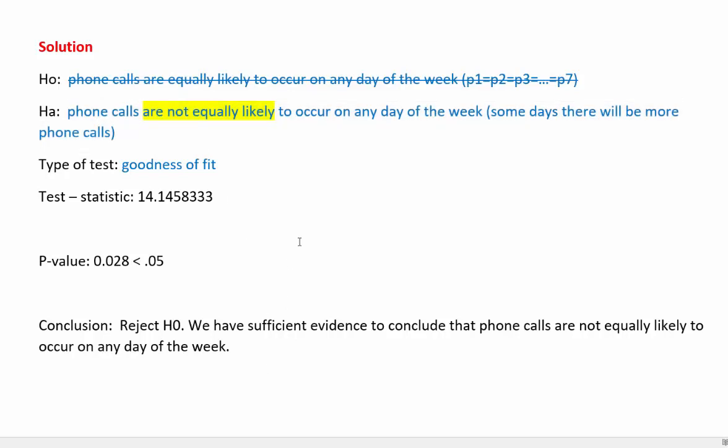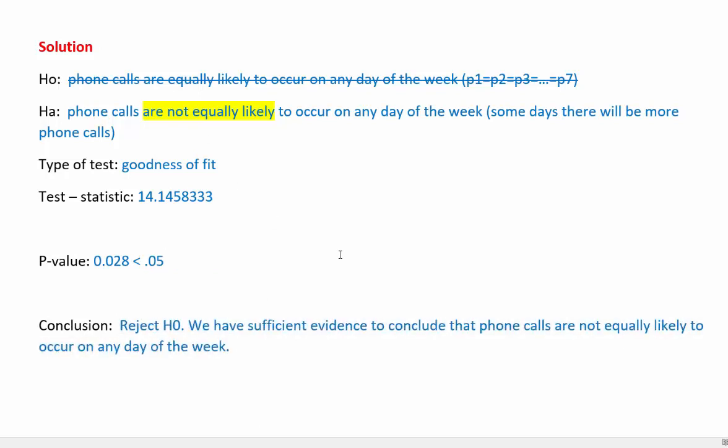Okay, so let's say you're writing your solution on a test. This is all I expect to see. Your null and alternative hypotheses need to be in the context of the problem. Okay, then here's your test statistic. P-value. P-value tells us what to do. If the p-value is small, smaller than the alpha level, we reject the null hypothesis. Okay, there is sufficient evidence to support the alternative hypothesis. If the p-value is large, bigger than the alpha level, we fail to reject.